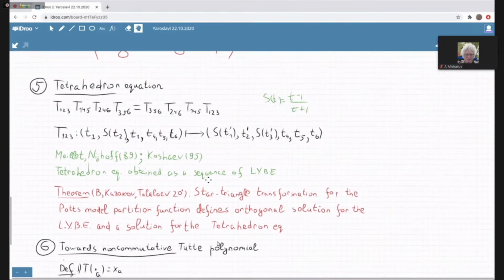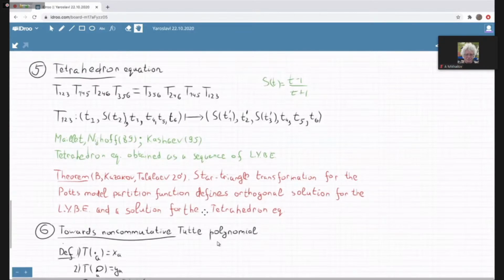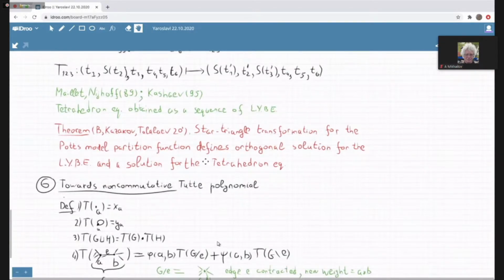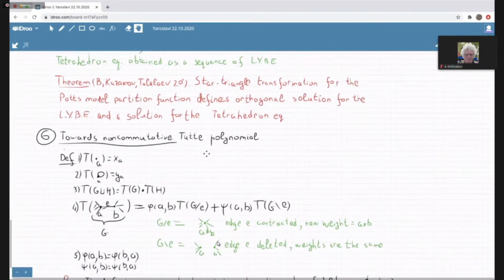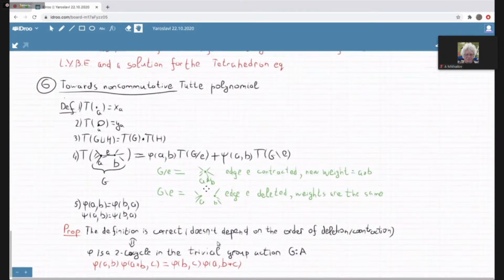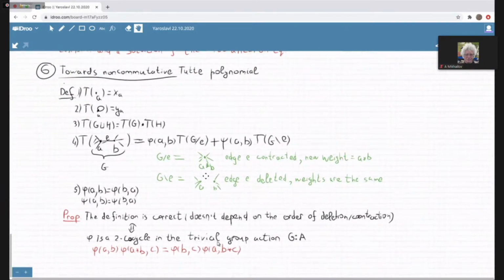Maybe, if I have a few more minutes, I have the last slide about that polynomial. I mentioned before that I have another definition of that polynomial, and here you see the definition. I define that polynomial recursively.